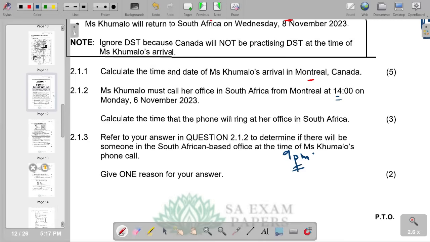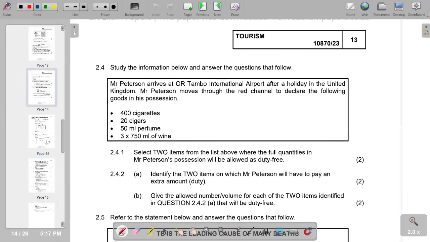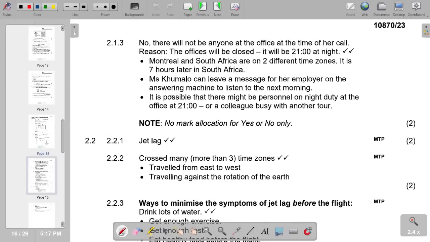So check according to the answer section, what do we have according to that. So we are saying, no, there will not be anyone in the office at the time of the call. Reason, the office will be closed. It will be 2100 at night. Or you can give a reason that Montreal and South Africa are on 2 different time zones. It is later in South Africa. Or you can say Ms. Kumalo can leave a message for her employer on the answering machine to listen to the next morning. So these are some of the further explanations given in terms of that. Then moving on to the next question.